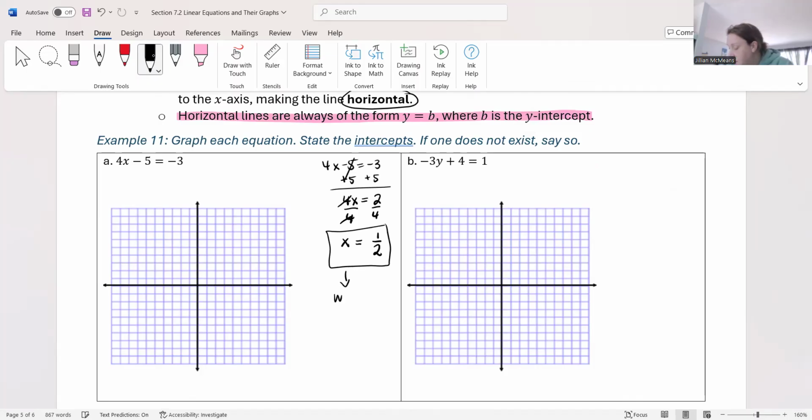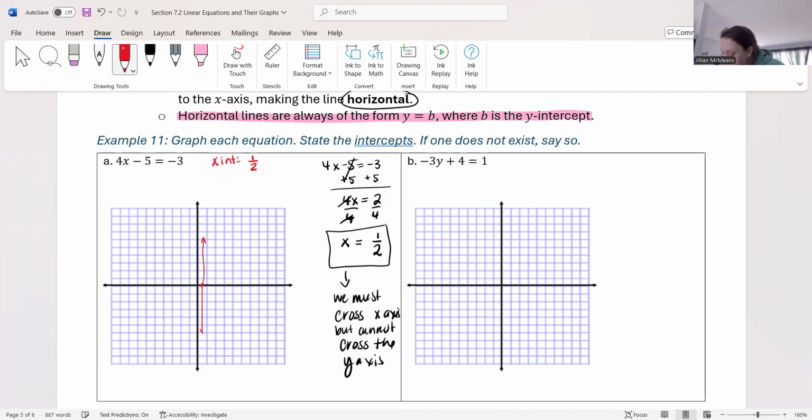This means we must cross the x-axis, but cannot cross the y-axis. So we would want to figure out where 1 half is on the x-axis. Remember, this is our x-intercept. So our x-intercept is 1 half. So that would be like right here. And then the only way to have a line that crosses the x-axis but does not cross the y-axis is if you have a vertical line. Pretend that is perfectly straight.